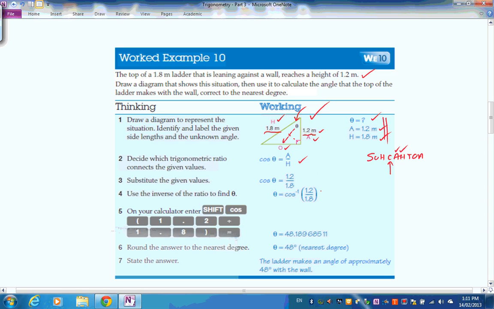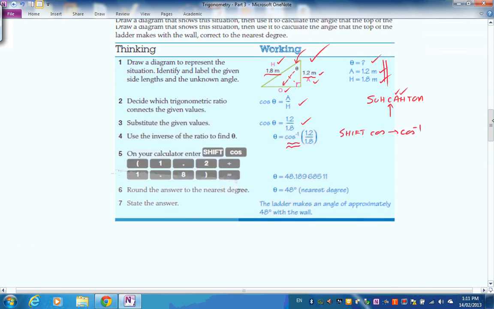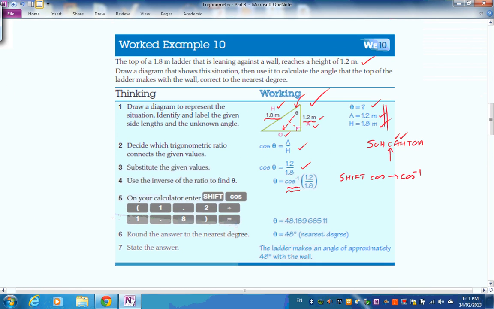So you can write that down, put the numbers in. Adjacent is 1.2, hypotenuse 1.8. So that's the ratio, and you want to find the angle. So it's shift cos button to get cos negative 1. It means you're going to come back from a cosine value, a ratio that's known, to find the characteristic angle. Let's just go back up there. Okay, so what do you get?